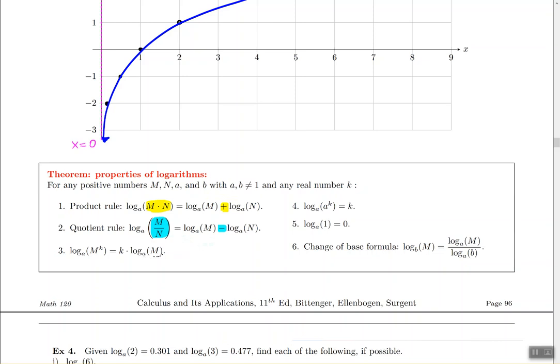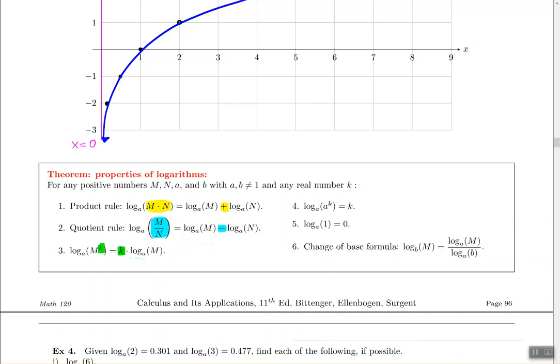The third rule on this page is what we call in this chapter the power rule. It's the rule that says if you have a power, you can take the power and stick it in front. Or if you have a number in front, you can stick it in the power. It's up to you. Okay. So those are three really important rules.